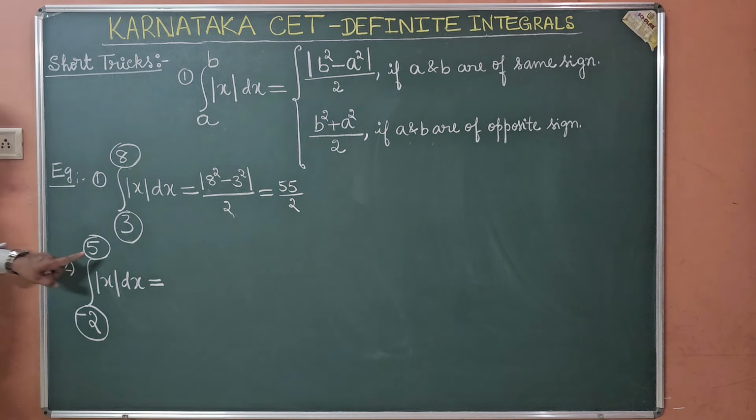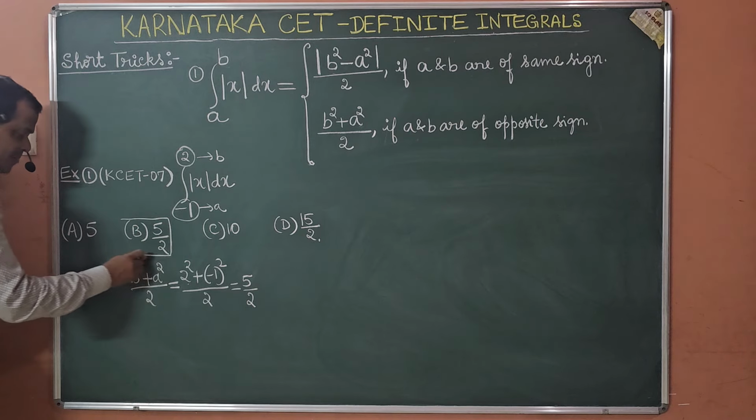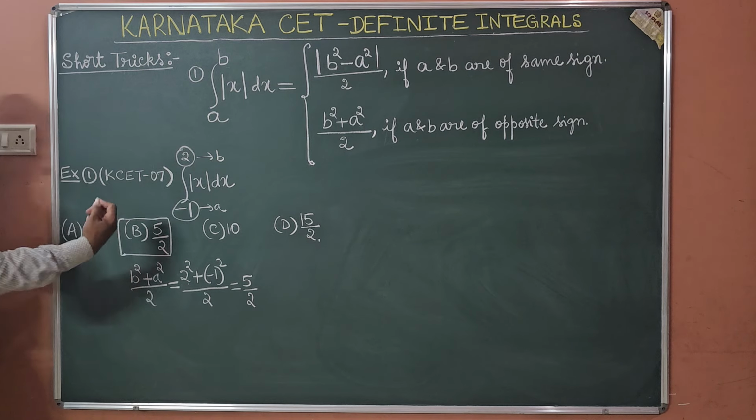Therefore the answer for this integral is b square, upper limit square, plus lower limit square, a square, by 2. See, b is 2, so 2 square, plus a is minus 1, so minus 1 square, divided by 2. Therefore 4 plus 1, so 5 by 2. Hence for this CET question, option B is correct. Kindly check.